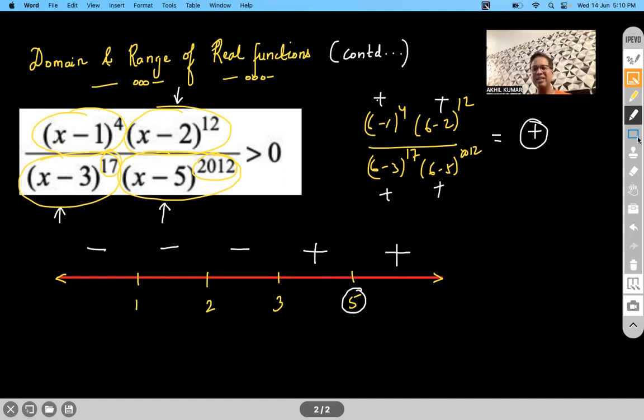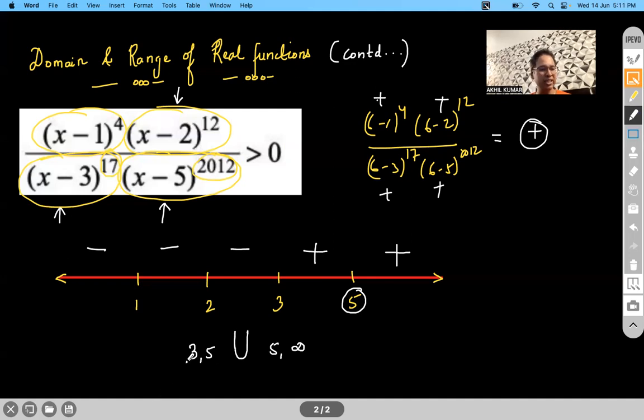All right. Now, let us answer this question. Where is this particular expression greater than or equal to 0? Now see, look at the question. The question is demanding you where it is greater than or equal to 0. Yes or no? So wherever you have written positive sign, that interval you have to state. Your positive sign is in the interval 3 to 5 and 5 to infinity. Immediately put a union sign in between.